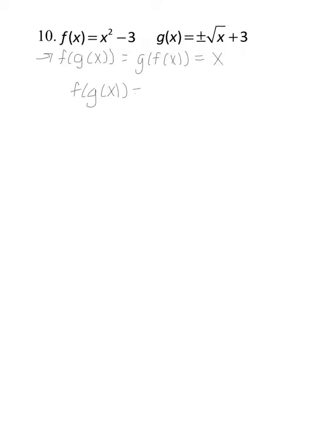And here my outside is f, so that is something squared minus 3. And my inside is plus or minus the square root of x plus 3. That whole thing goes into those parentheses. So h of x equals something squared minus 3, and that something is plus or minus the square root of x plus 3.